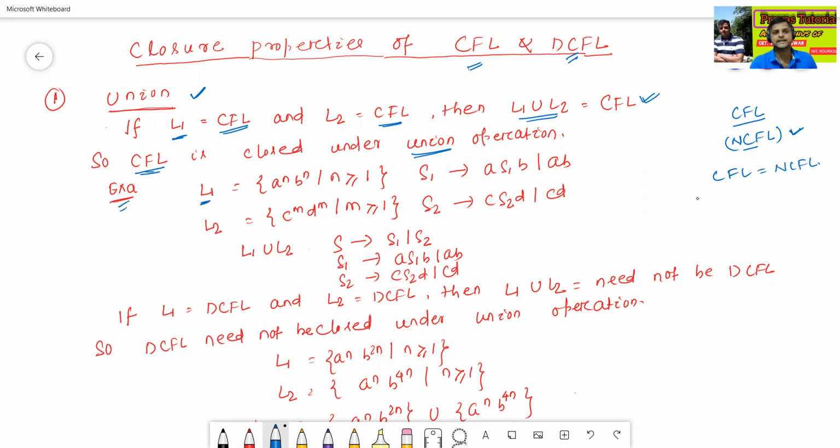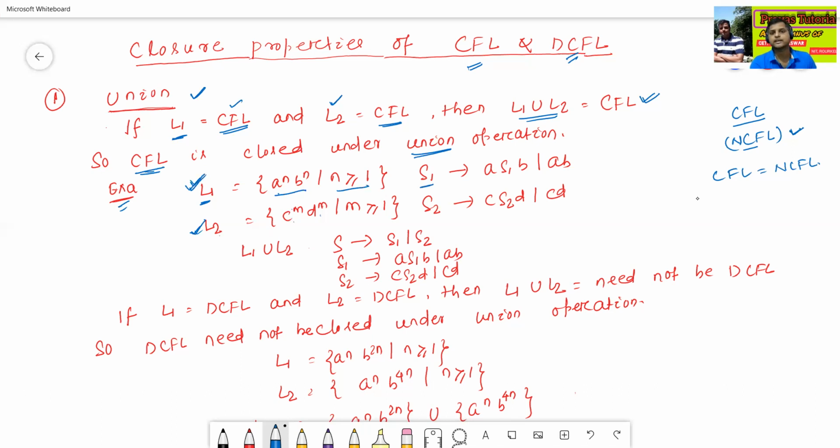If L1 is CFL, we can take one example: a to the power n, b to the power n, n greater or equal to 1. Since L2 is CFL, we can take L2 equal to c to the power m, d to the power m, m greater or equal to 1. So here L1 is CFL and L2 is CFL. Since L1 is CFL, we can construct a context-free grammar for the L1 language.